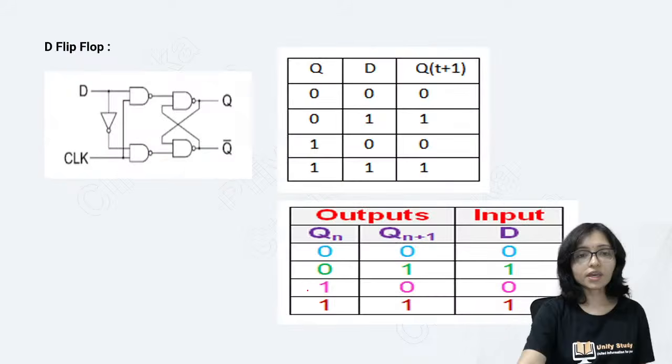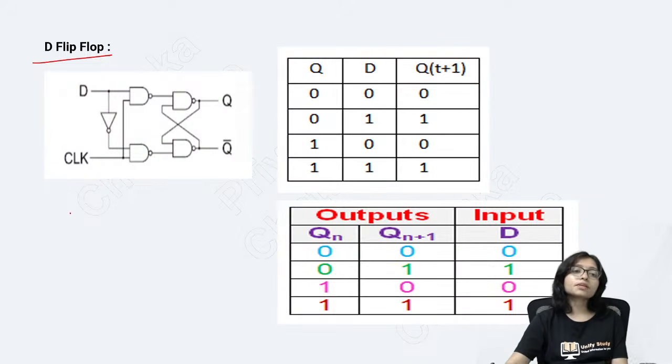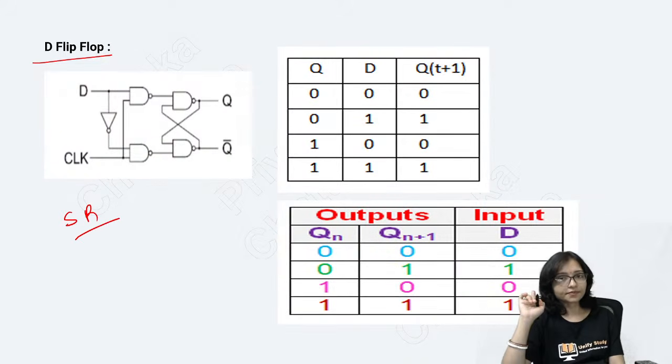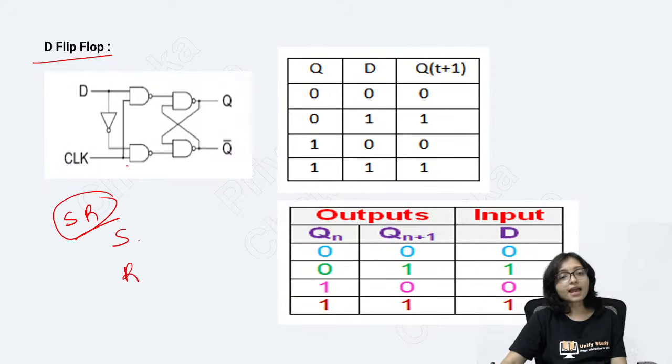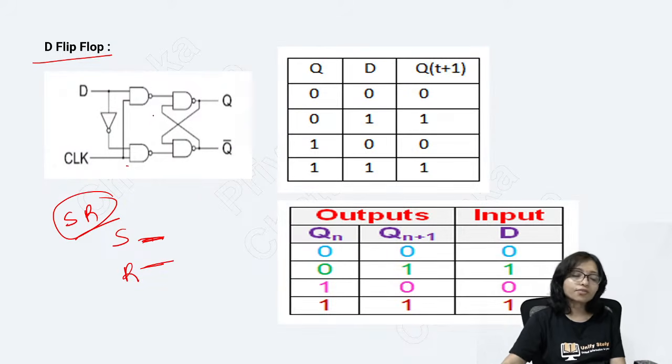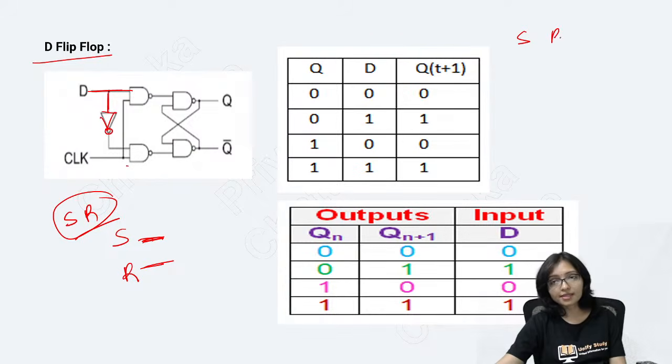Okay. Now D flip-flop. D flip-flop is the simplified version of SR only. Because in SR you are giving two different inputs. But here instead of giving two inputs, D is taking only one input and it is giving the complement of that. If you think about SR, what are the possibilities? If I give S 0, then at that time R will be 1. And if I give S 1, then at that time R will be 0.